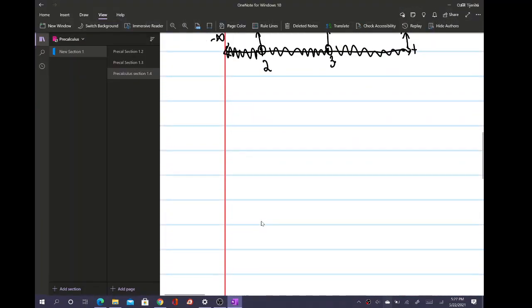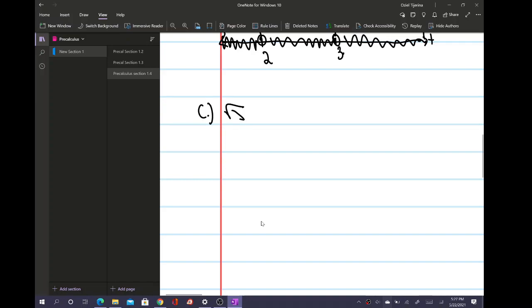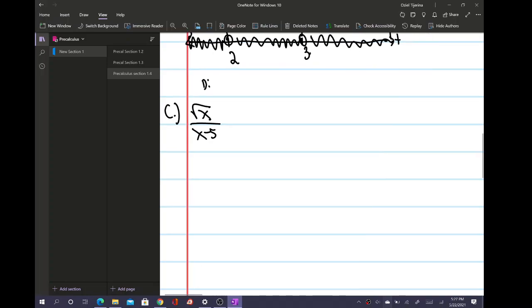All right, so part C says the square root of x over x minus 5, and you want to find the domain, right? Now, this is a very special one, and I say that because, number one, if you look at the square root of x, let's say that we plug in negative 1, right? Do we know what the square root of negative 1 is? No. So the square root of a negative cannot happen. So first, what we have to do is we have to set the square root of x over x minus 5 greater than or equal to 0.